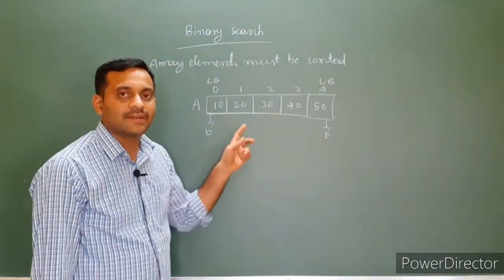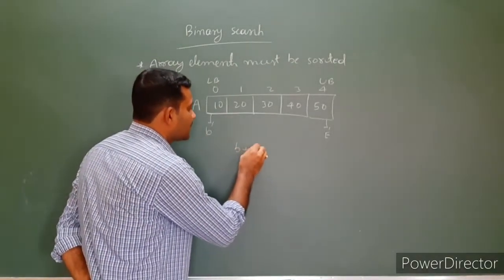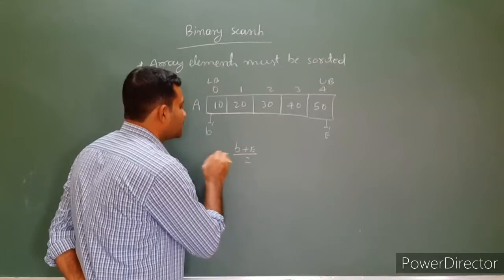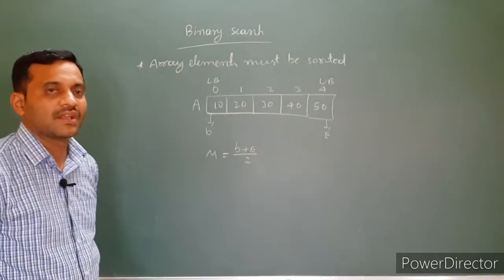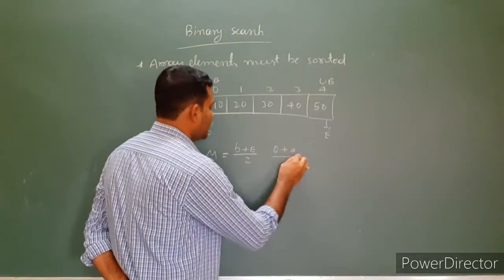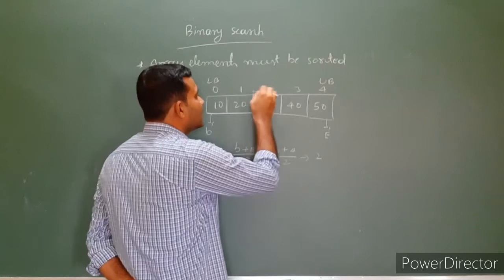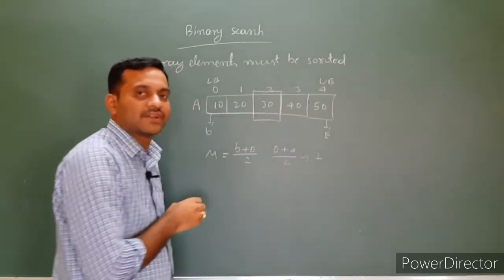We have to find the middle element. How to find it? That is beginning plus end divided by 2. It returns the middle element. In this example, beginning is 0 plus end is 4, divided by 2, it returns 2. So position 2 is the middle element.